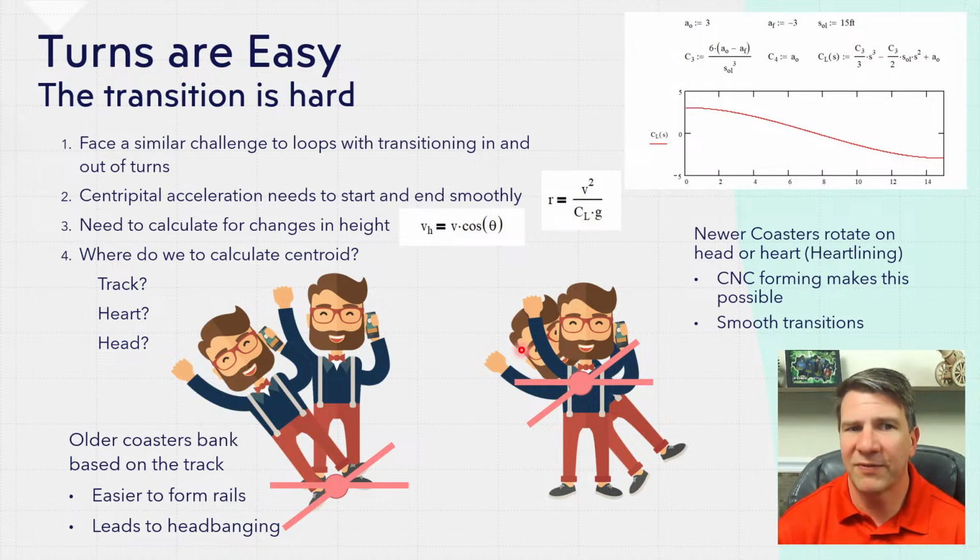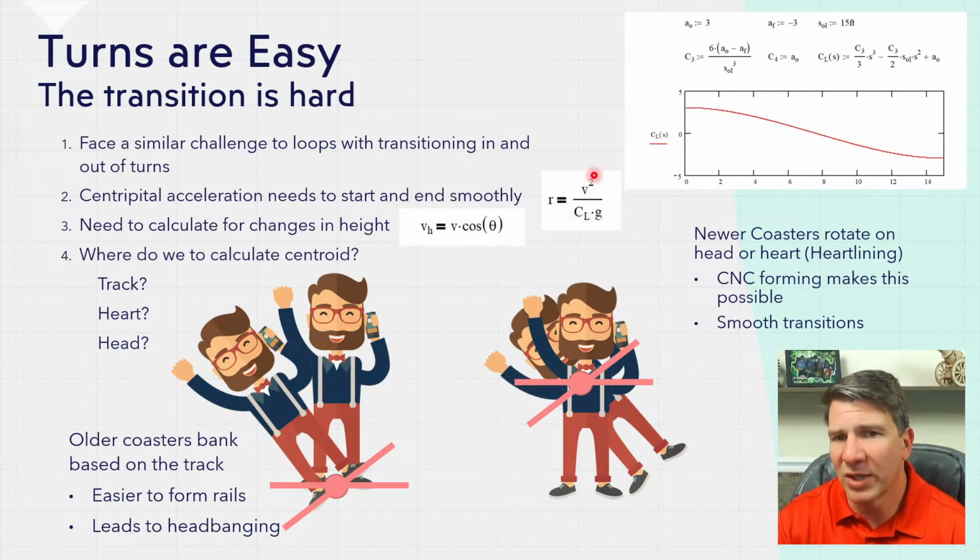So we're going to face the same challenges with loops and other transitions in the vertical dimension. We're going to experience that with our turns. So now what we're going to do is take our radius equation that we had before, and we're going to drop out that minus cosine term, and we're left with this much smaller, simpler equation right here.